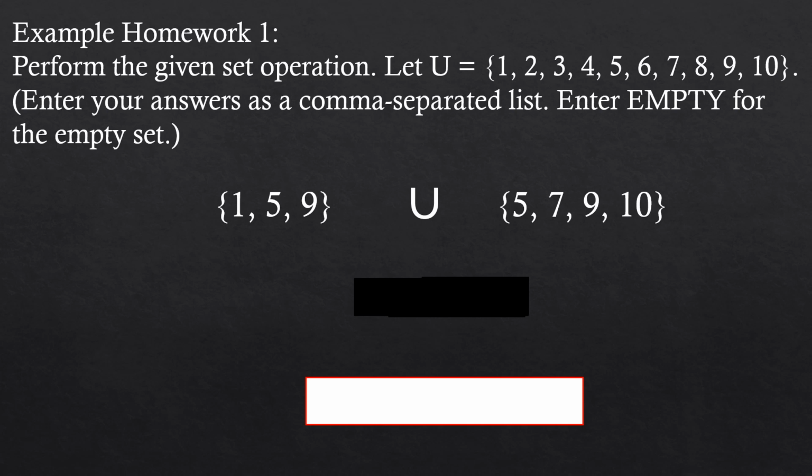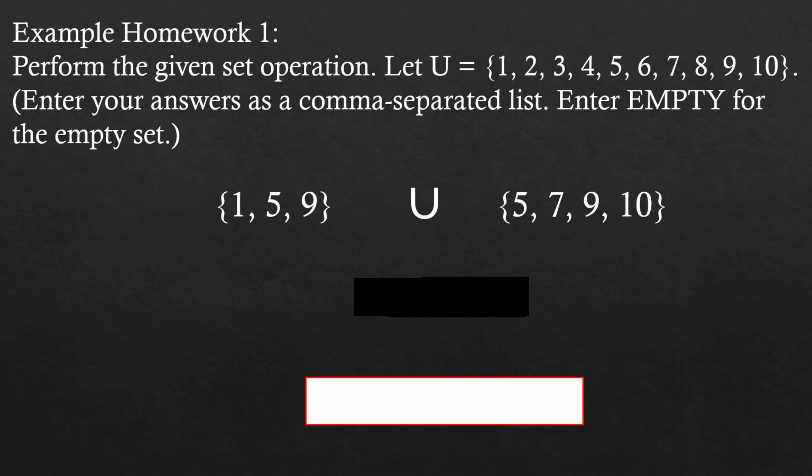Now we're going to take a look at one of your homework examples. The directions will say perform the given set operation, let U, which stands for your universe, equal 1, 2, 3, 4, 5, 6, 7, 8, 9, and 10. Enter your answers as a comma separated list. Enter the word empty if your answer is the empty set. Okay, so they give you two sets. The first set is 1, 5, 9. And the second set is 5, 7, 9, and 10.